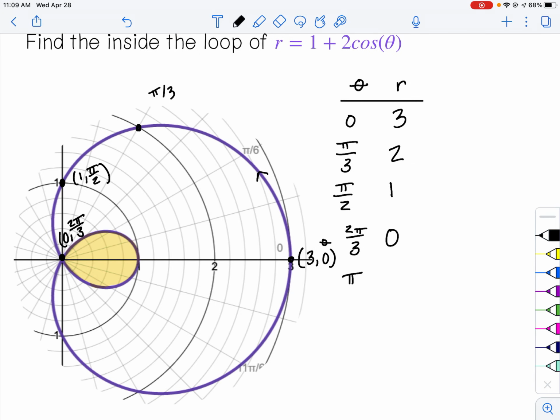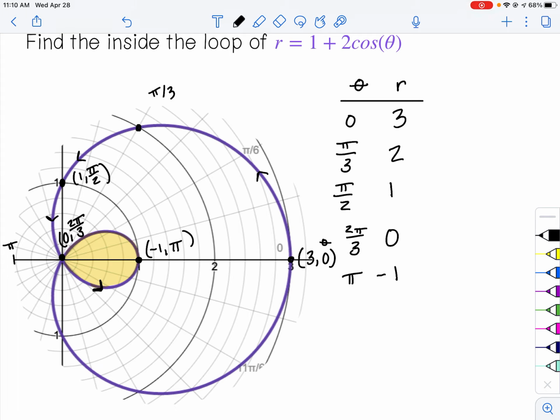The next one that's pretty easy to plug in would be pi. Cosine of pi is -1, so that's going to be 1 minus 2, so that's -1. So that actually is this point here. This is -1 comma pi, because you go out to the pi angle over here, and then you go back -1. So that is there. It looks like we're probably headed like this because polar curves are smooth. So we're going in this direction around the curve.